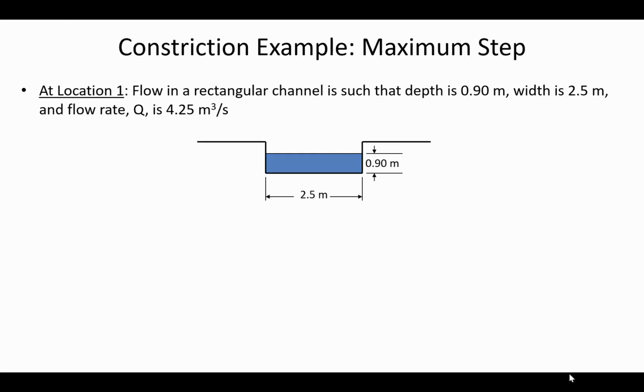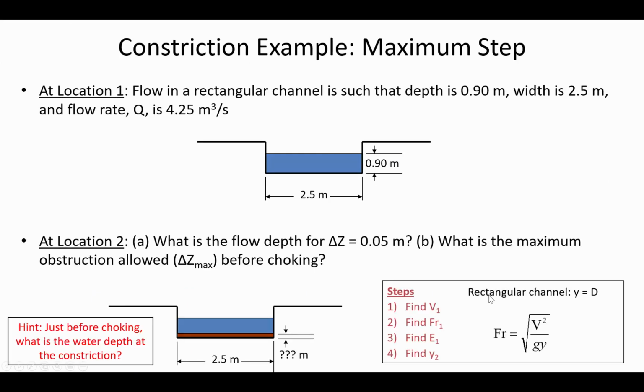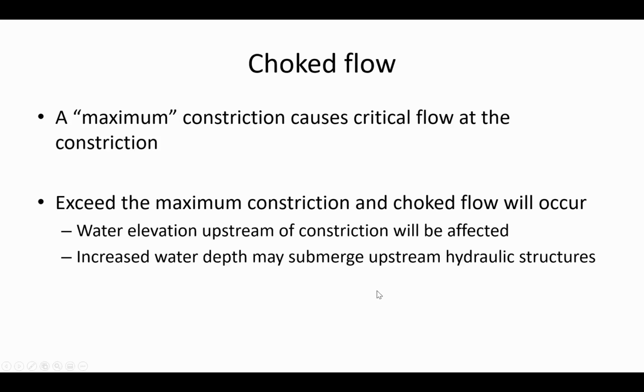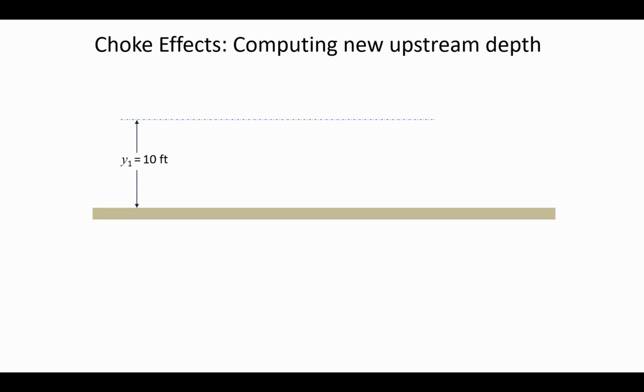So if you get the step too deep, then it chokes the flow. Choked flow just means that the maximum constriction has been exceeded, and the maximum constriction will cause the critical flow over the obstruction. And if we go any further, then the upstream water elevation has to get higher. So the increased depth is what allows us to accumulate energy until there's enough to get over the obstruction.